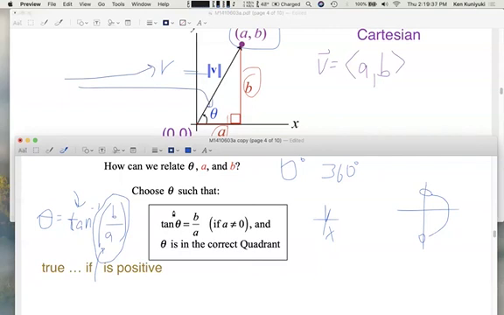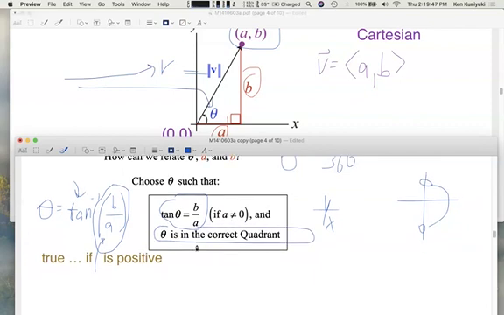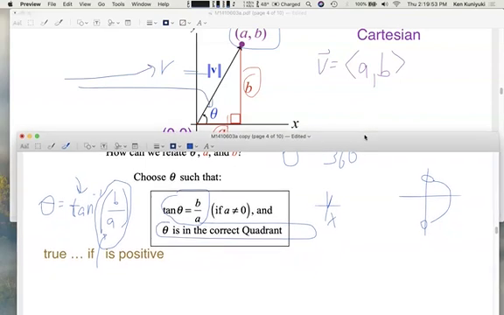So what we can say is this. We need that tangent of theta is b over a, assuming that it's defined, but also make sure that theta is in the correct quadrant. Okay, so pick the angle appropriately, and you have to consider quadrant issues, or maybe the angle is quadrantal.